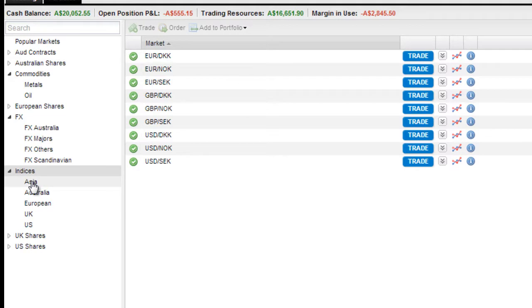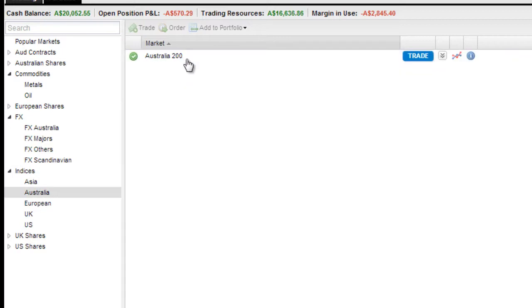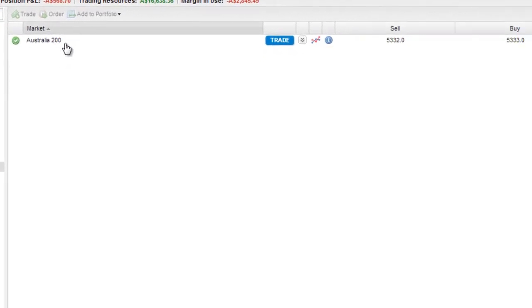Indices, we've also got many different indices to trade, all with very tight spreads. If we have a look at the Australian one, that's the Aussie 200, so that's the cash equivalent of the SPI. Looking at the Asian markets here, we've got the Hong Kong market, it's just closed at the moment. We've got the Japanese yen, which is trading as we speak here.